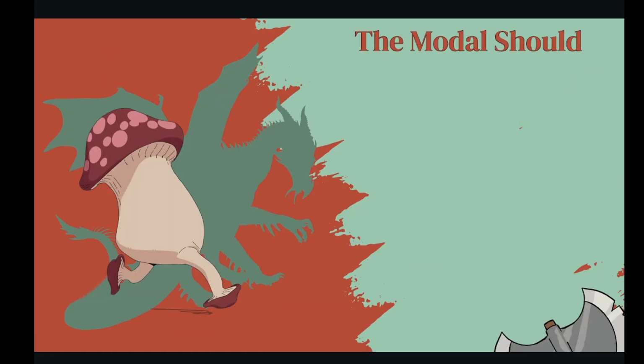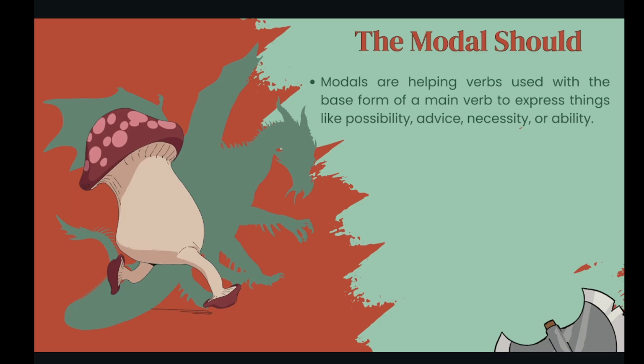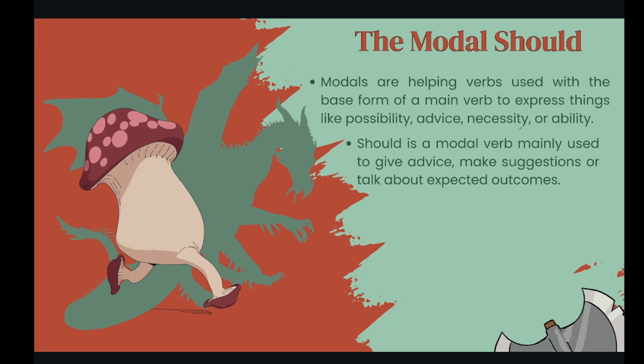Now, before we talk about the modal should, let's talk about modals in general. So modals are helping verbs used with the base form of a main verb to express things like possibility, advice, necessity, or ability. Now, the modal should has a few uses that we're going to discuss, but it's mainly used to give advice, make suggestions, or talk about expected outcomes.